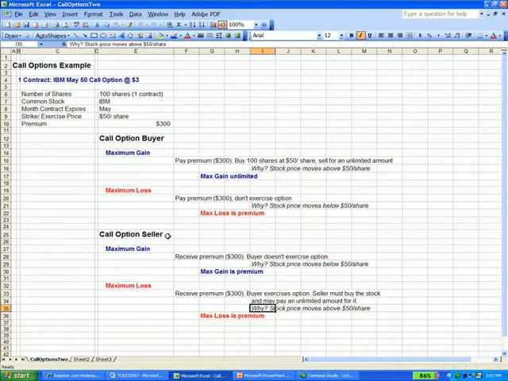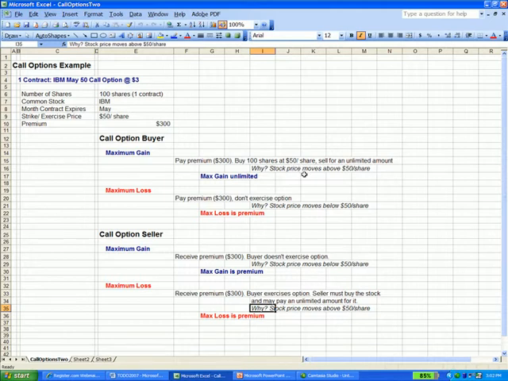Below this, we're looking at the option buyer and the option seller, those two pieces. I want to think about the maximum gain and the maximum loss for both sides. So you're the call option buyer. How much is your maximum gain? Well, you're going to pay a premium of $300, and you are buying the right to buy 100 shares of stock at $50 a share. And since stocks can go up an unlimited amount, your gain can be unlimited because you can sell the stock for an infinite amount.